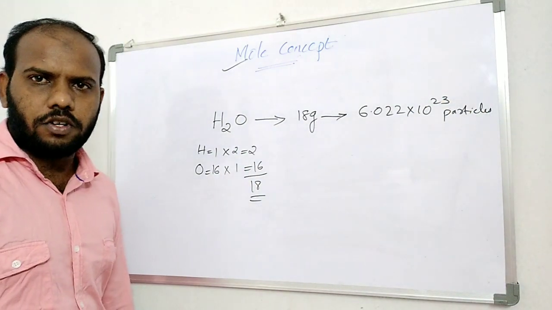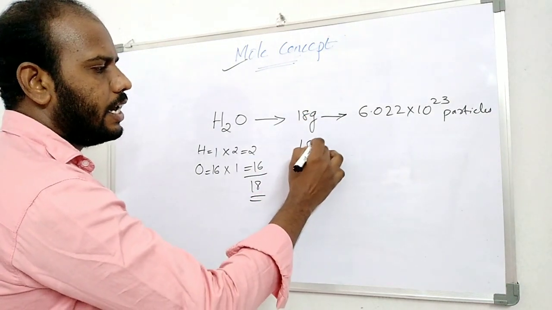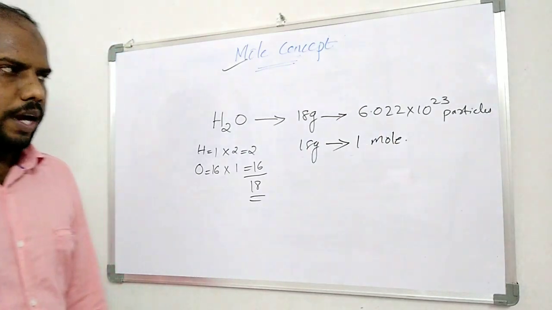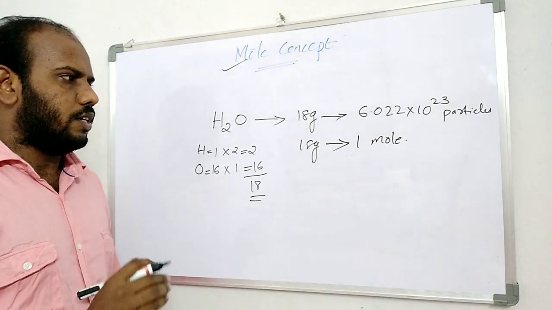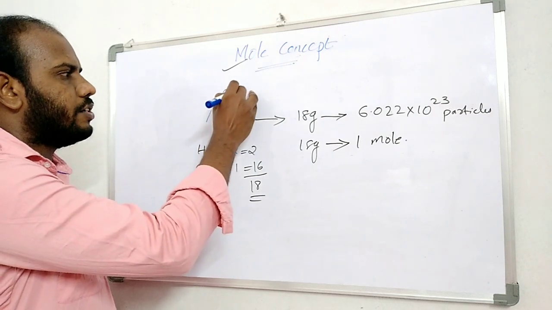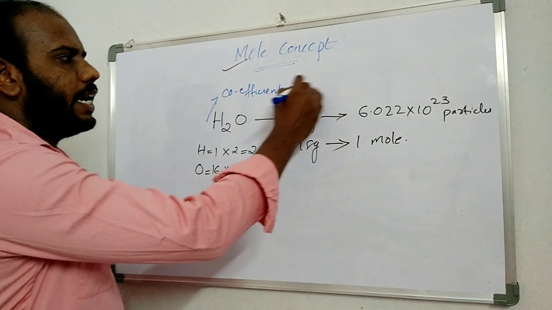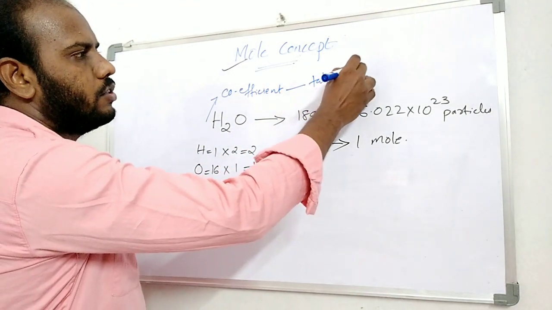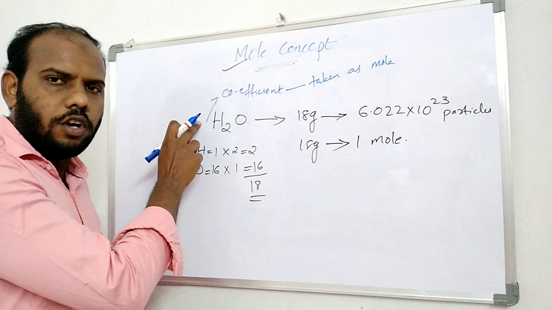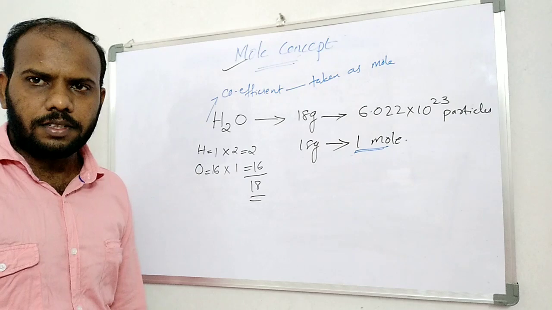6.022 into 10 to the power of 23 particles, as well as 18 gram is equal to 1 mole. So what is 1 mole? Simply understand 1 molecule. This mole, how we are understanding, is based on the coefficient. Whatever the coefficient is will be taken as a mole. So easily we can understand, just look at the coefficient of this water, that is 1. So that's the reason I wrote 1 mole. Did you get it or not?